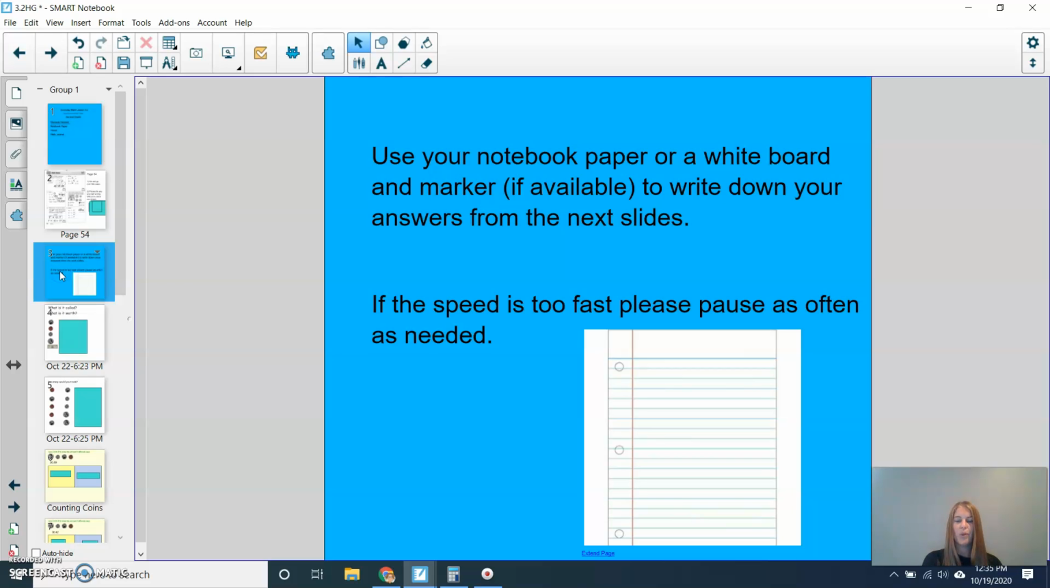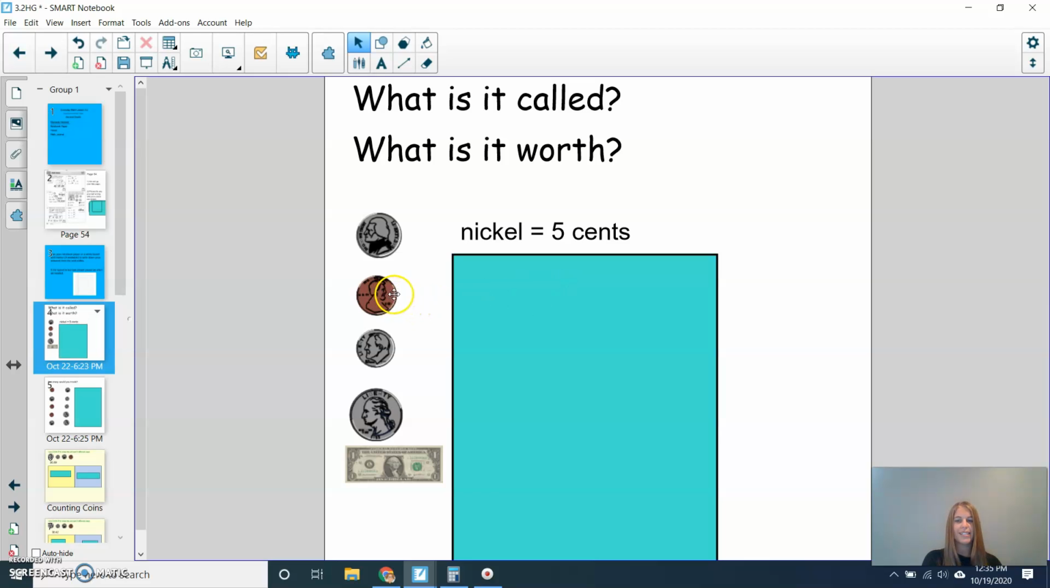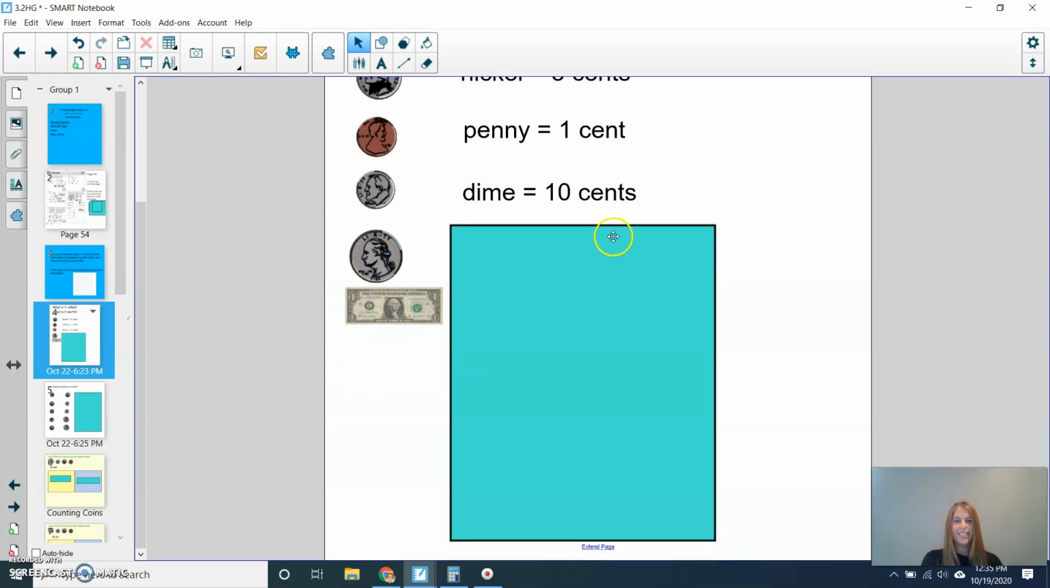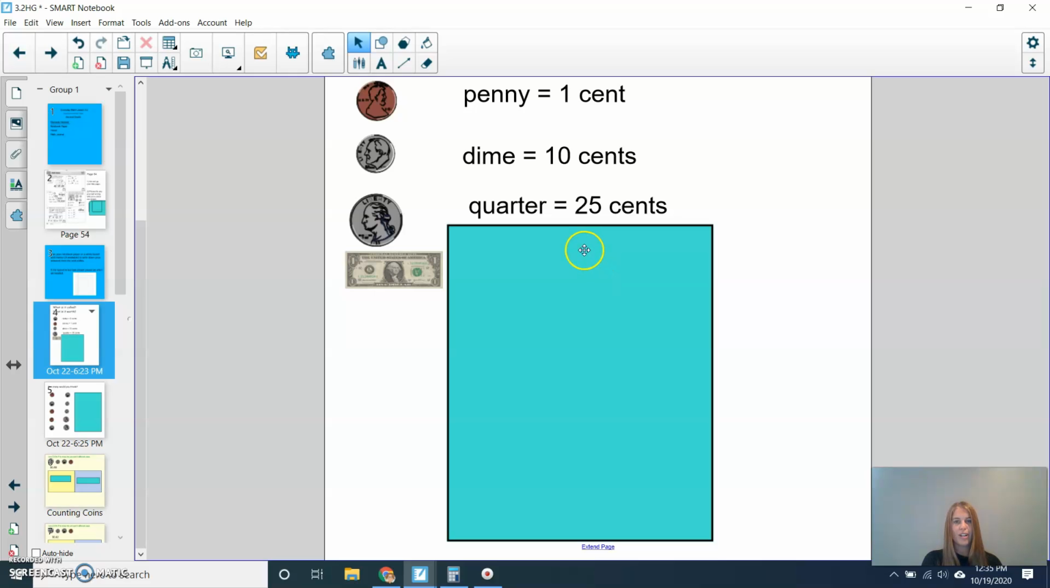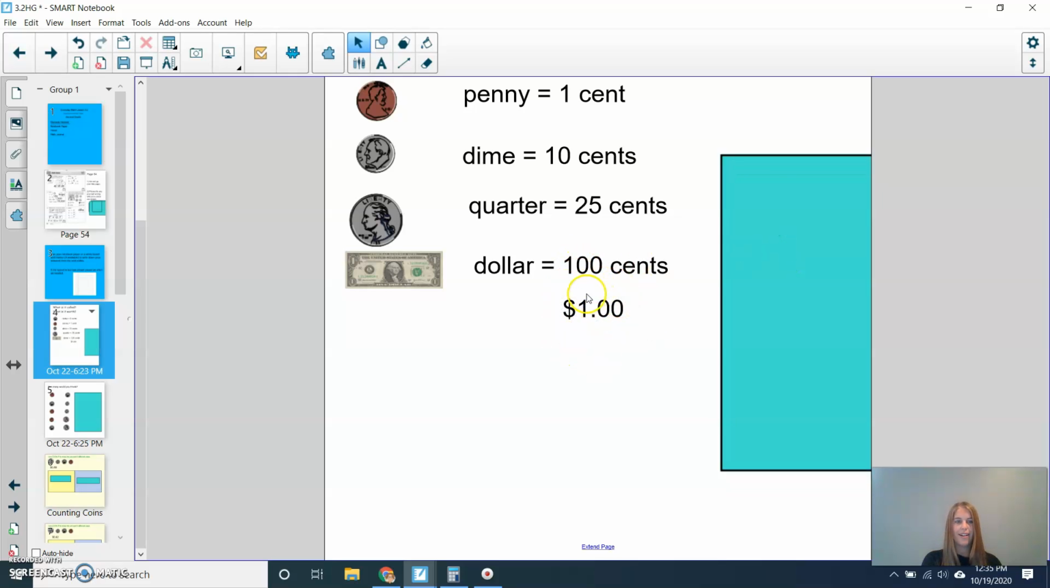So if you could take out your whiteboard or notebook paper, and if the speed is ever too fast, please pause as often as needed. Looking at our coins, I want you to either write down or tell me the name and how much it's worth. So what's our first coin? That's a nickel. And how much is a nickel worth? 5 cents. What do we have next? A penny, and how much is it worth? 1 cent. Then we have a dime, and a dime is worth 10 cents. Then we have a quarter, and a quarter is worth 25 cents. Then we have a dollar, and a dollar is worth 100 cents, and this is how we write a dollar in dollar cent notation.